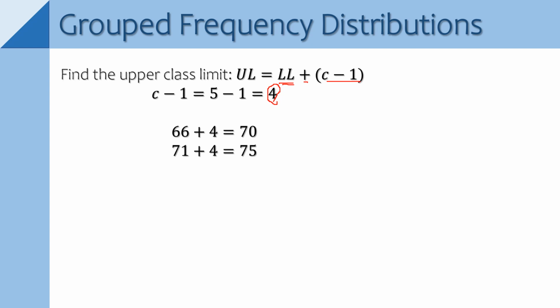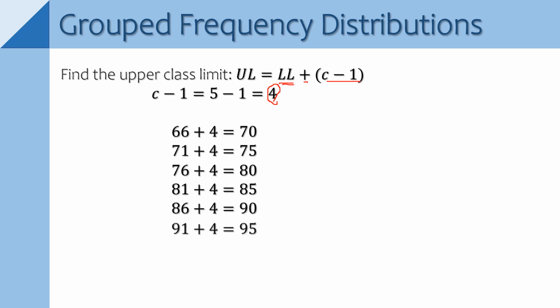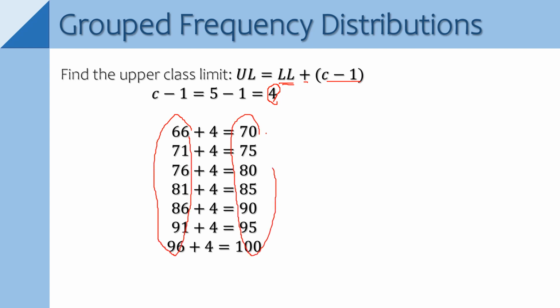Okay, the third lower limit is 76 plus 4. That is 80. Next lower limit is 81 plus 4. We have 85. 86 plus 4 we have 90. 91 plus 4 we have 95. And then the last one, we have 96 plus 4 is equal to 100. So therefore, ito yung lower limit natin at ito naman yung upper limit natin.